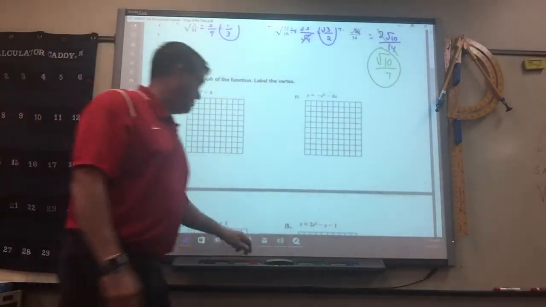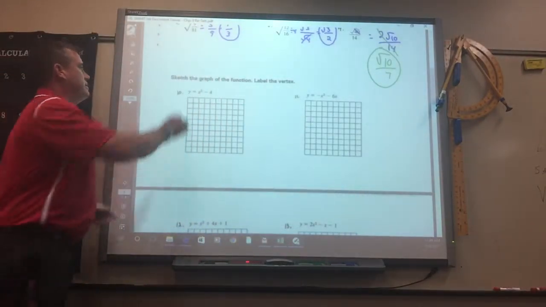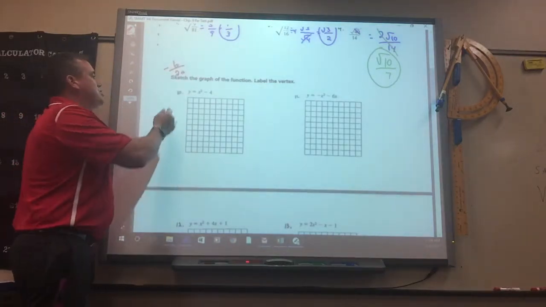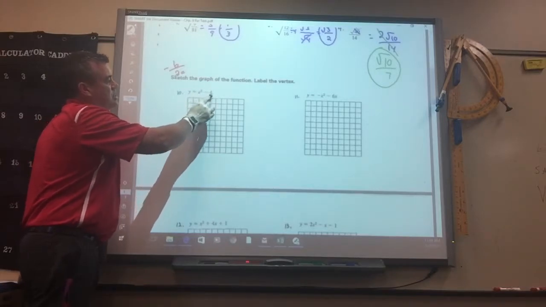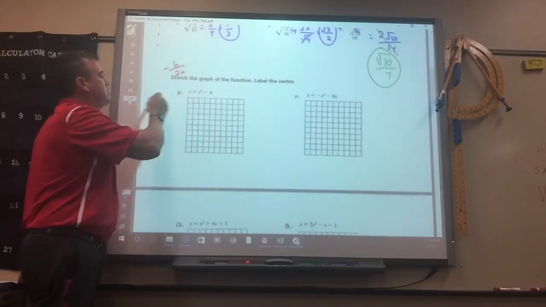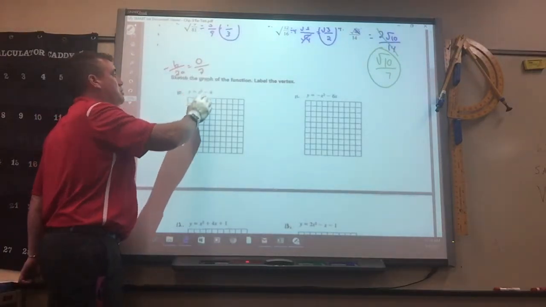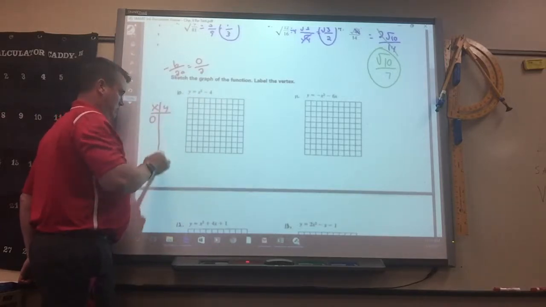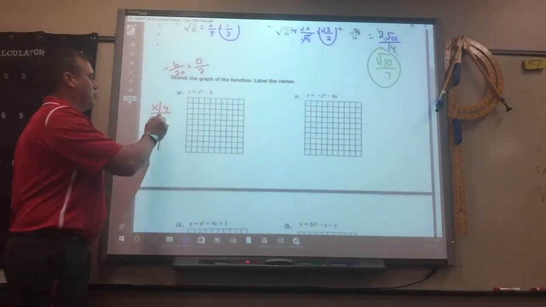Okay, the graphing. Everyone know what you start with when you graph? Negative b over 2a. So here, there is no b. A is 1, c is negative 4, but there's no x. So negative b over 2a is 0 over 2, because the a is 1, which is 0. So then you've got to plug this number in. 0 squared minus 4 is negative 4.